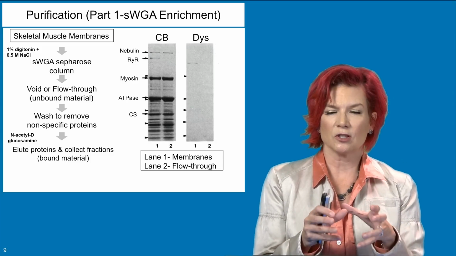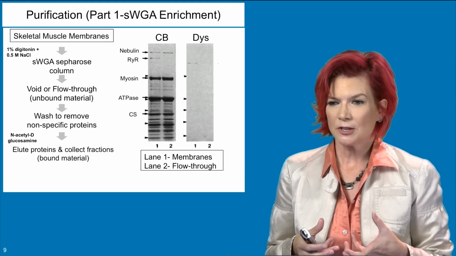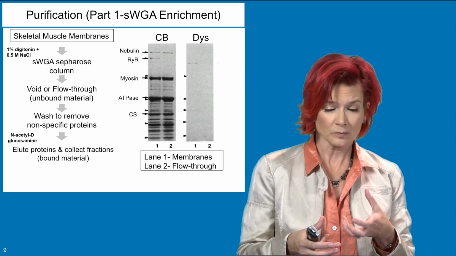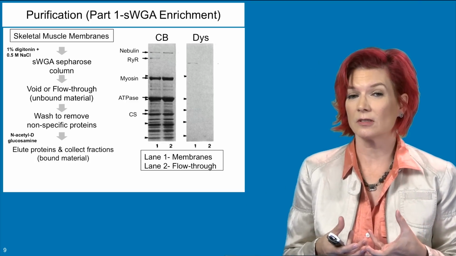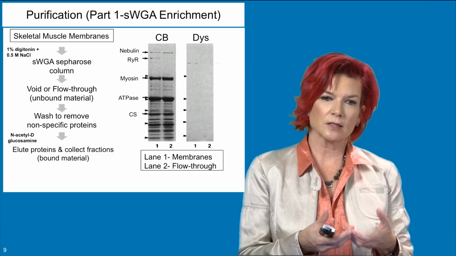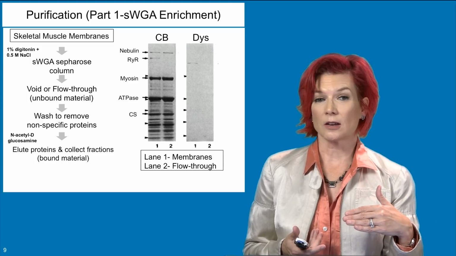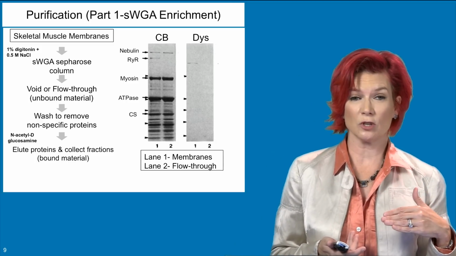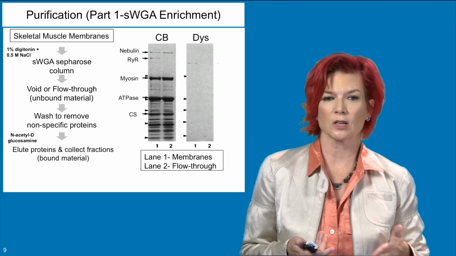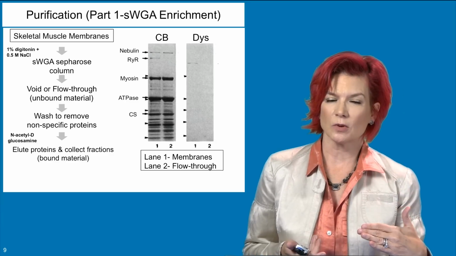The skeletal muscle membranes are gently solubilized with a detergent called digitonin. Digitonin has a chemical structure that's similar to cholesterol. There is also some salt that's added to the solubilization. That solubilized sample is then applied to a lectin column. In this case, Dr. Campbell is using a succinylated WGA column. That column is then washed numerous times. The void or the flow-through is collected, and the eluates are collected.